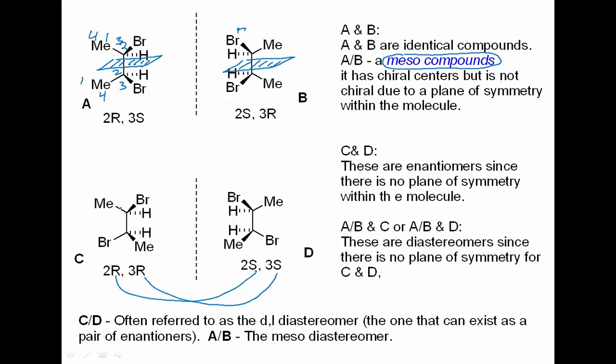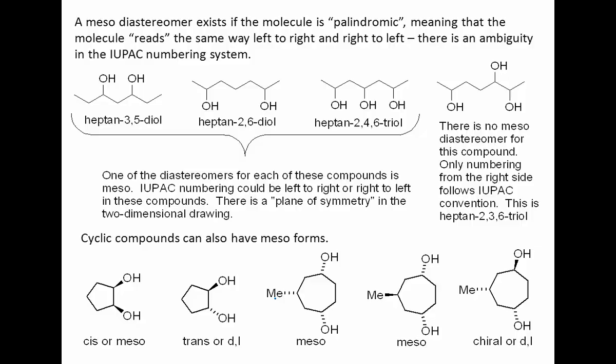But this is a common situation where you have the possibility of meso compounds. Not all of them are meso. Okay, so C and D are often referred to as the DL diastereomer. It's the one that can exist as a pair of enantiomers, and A, or again B, they're not really different, is referred to as the meso diastereomer, the one that's not chiral.